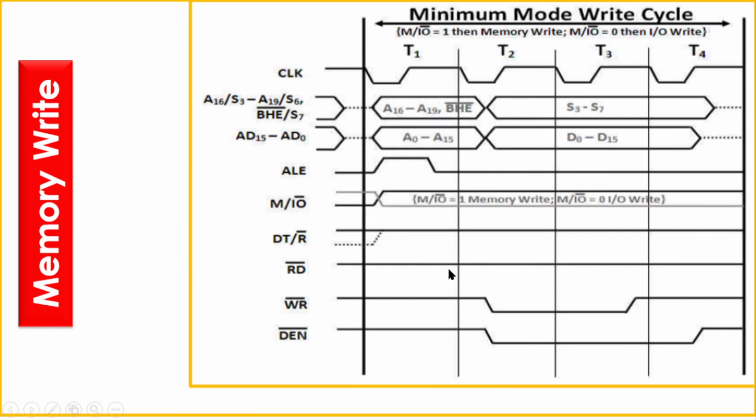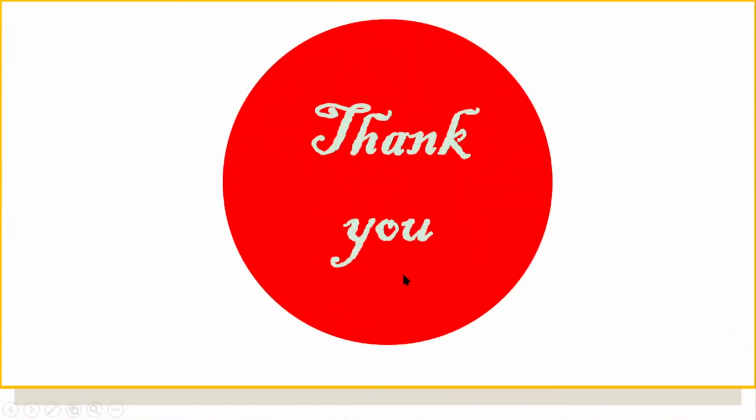The memory write is just the same. See here, the write signal is enabled. Instead of read being low, read is high and write is low. Remaining all are the same: address and data, address and status, ALE signal. ALE is 1 for the first T state. Then M is 1 because it's a memory operation. Data enable, everything is the same as memory read. The only thing is the write signal is enabled instead of the read signal. That's the memory write machine cycle. So this is the sample of a memory cycle. That's the minimum mode operation of the 8086 microprocessor.